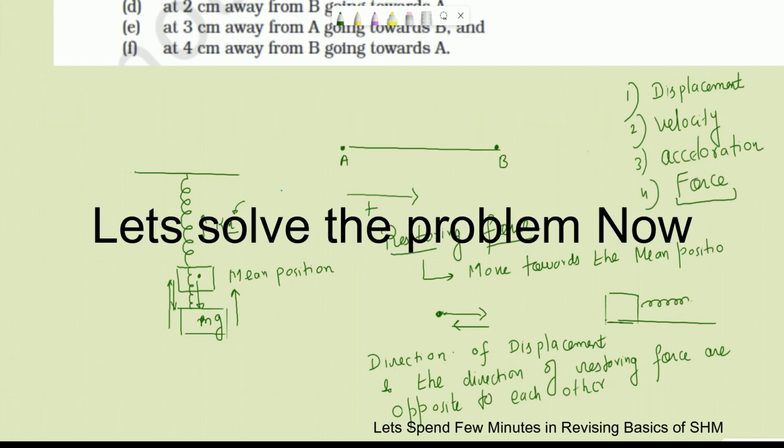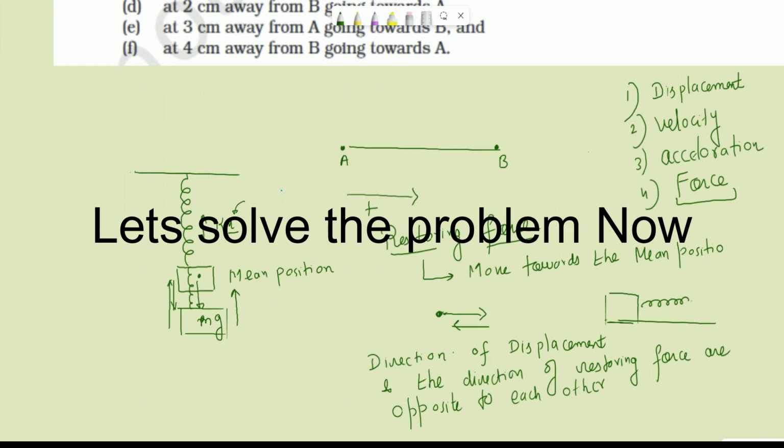All right. So with this basic overview of simple harmonic motion, I have not gone into a lot of detail of the motion itself, but the idea of restoring force is very important. That restoring force is going to bring the body towards its mean position and it acts opposite to the direction of displacement, which is the emphasis of this explanation.